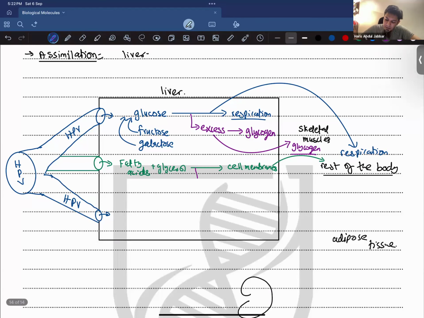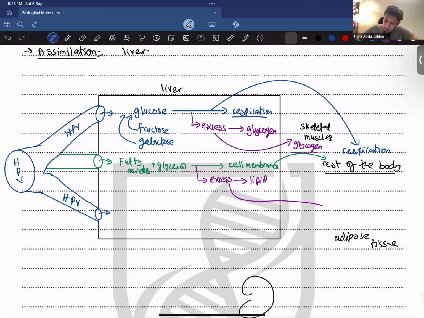Similarly, if fatty acids or glycerol are in excess, they are going to be stored by the liver and by the adipose tissue as what? As lipids. So one reason you got for why we don't only consume glucose is because we also need lipids. We also need to consume lipids so that we can make our cell membranes, our cholesterol molecules, the sebum in the skin, right?